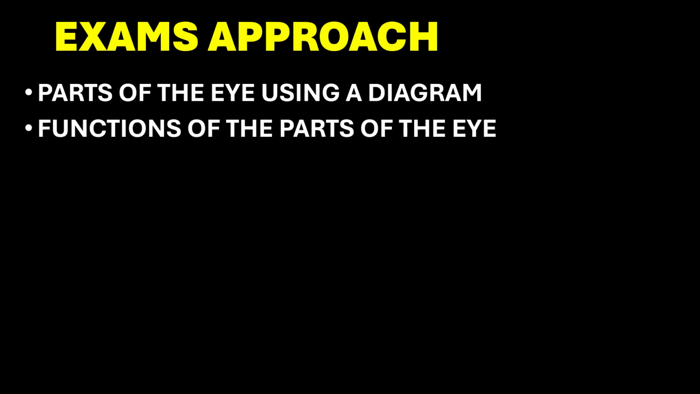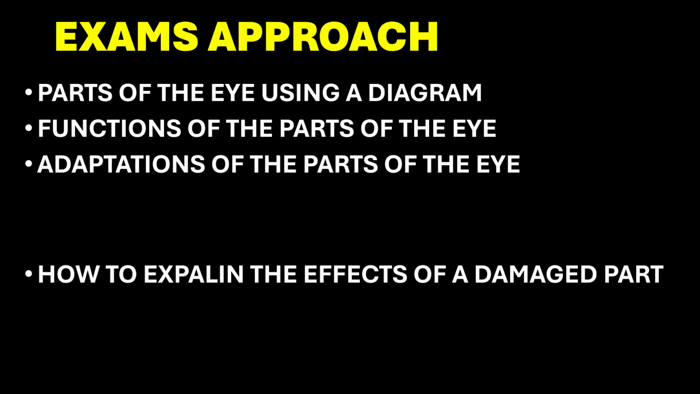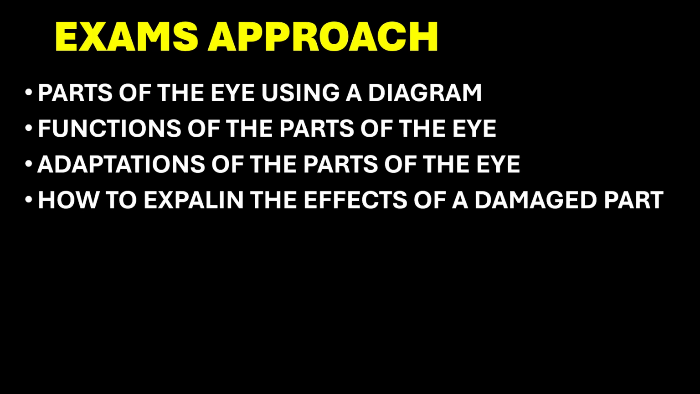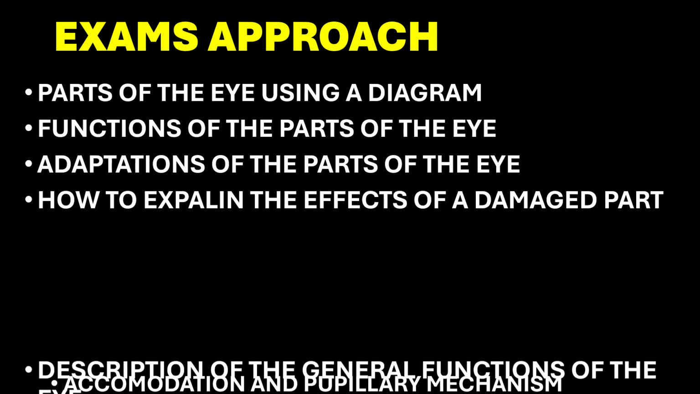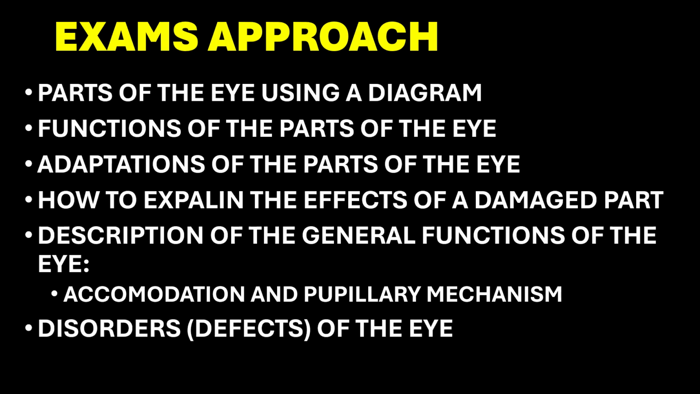Then you have to also know the functions of the individual parts that you have labeled. And then you have to know the adaptations of the parts of the eye, as well as your ability to explain the effects of a damaged part of the eye, and then the general functions of the eye, focusing on accommodation and pupillary mechanism, as well as disorders or defects of the eye.